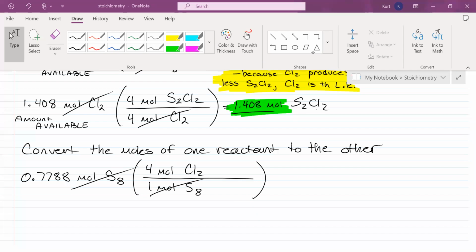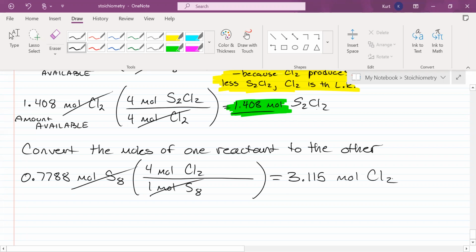So this is going to be 0.7788 times 4. We have 3.115 moles of Cl2. So guys, this is the amount needed. Now check it out. I can stop right here.